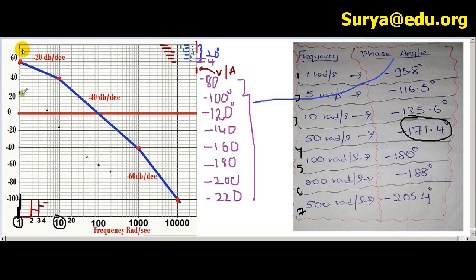So now we have plotted all those necessary plots. So again I will repeat, this point stands for 1 radian per second, minus 95.8, and this stands for 5 radians per second, minus 116.5, and the next one stands for 10 radians per second, and the horizontal line which is respected for the phase angle is minus 135.6, and the next one 50 radians per second, minus 171.4, and the next one is 100 radians per second, which is minus 180 degrees, and the next one is 200 radians per second, which is minus 188, and the next one is 500 radians per second, which is minus 205.4. So now we have plotted this.